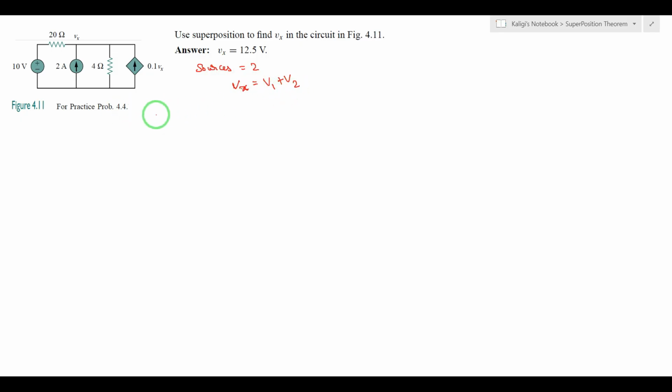Now step 1. When the 10 volts voltage source is acting alone, it means only one source will be there in the circuit. You can ask me what about the second source: that can be replaced by its internal resistance. I will redraw this circuit by replacing the other source with its internal resistance.